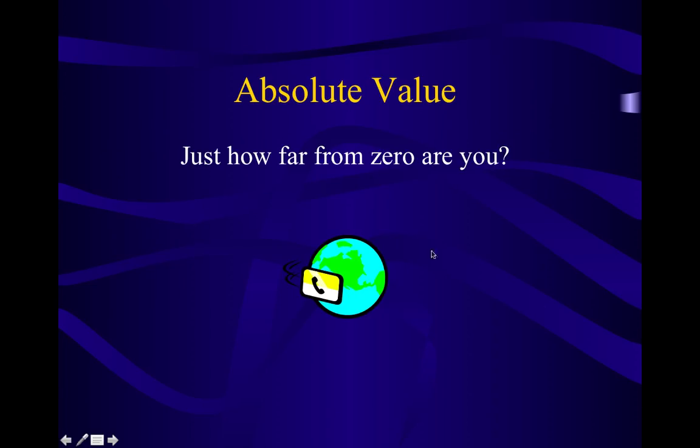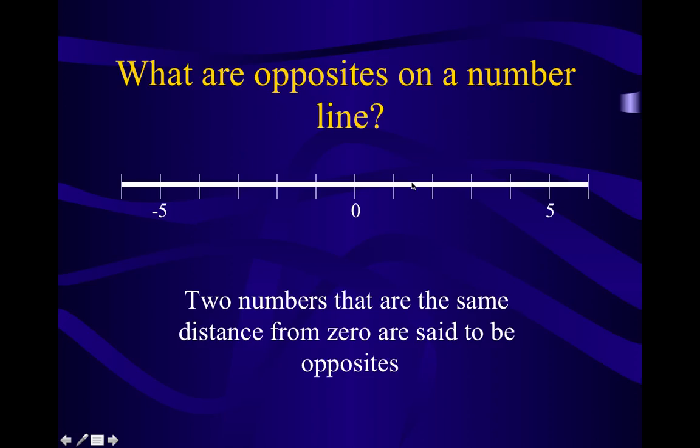Now let's talk a little bit about absolute value. This is something that you'll need to know. Absolute value is a number's distance from 0. Now that distance is positive, okay? So two numbers that are the same distance from 0 are said to be opposites, meaning they have the same absolute value. So the absolute value of the number 5 is 5, which is exactly the same as the absolute value of -5. Those two have equal absolute values, even though they are in opposite directions from 0.